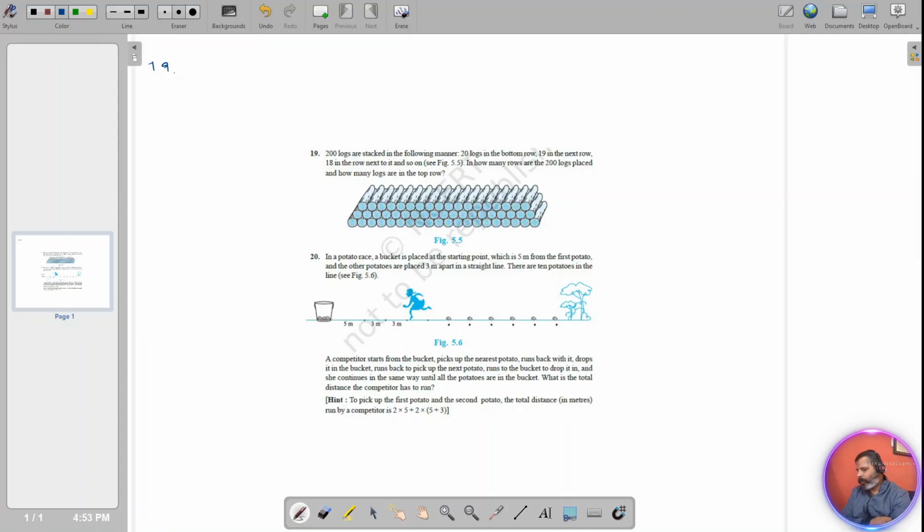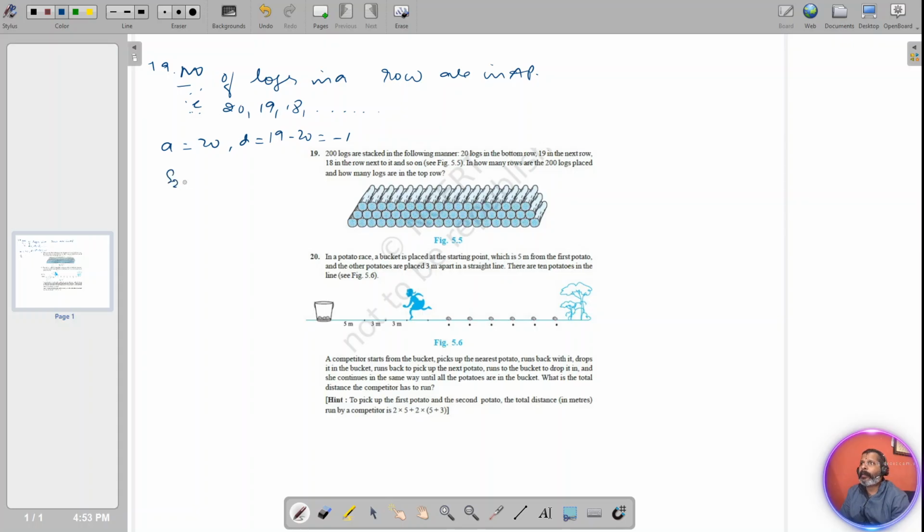Okay, so by looking at the logs arrangement, 20, 19, 18, one above the other, they all look like an AP, right? So the number of logs kept in a row are in AP, that is 20, 19, 18, like that. What is a here? 20. d is 19 minus 20, which is minus 1.